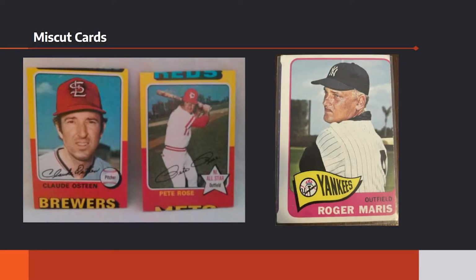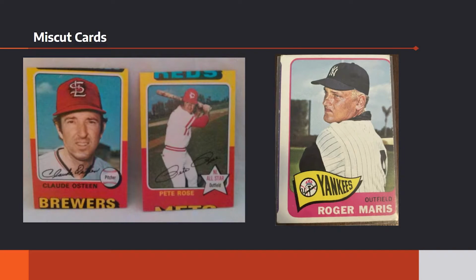Jumping into it, one of the most common that you'll see around, but it was much more common back in the 70s and the 80s compared to now, is miscut cards. As you can see on the left with the Austin and Rose cards, they were printed as they were getting cut on the sheet, because when they print cards, they just print a big roll, a big sheet of cardstock, and then they cut it into the individual cards.